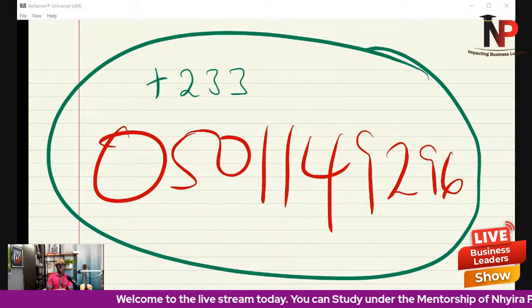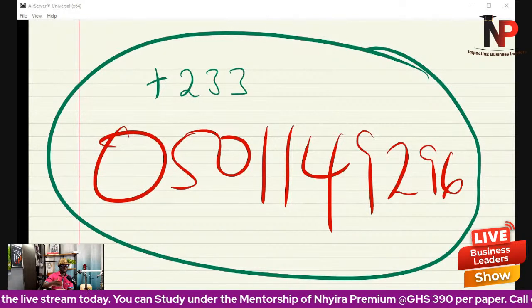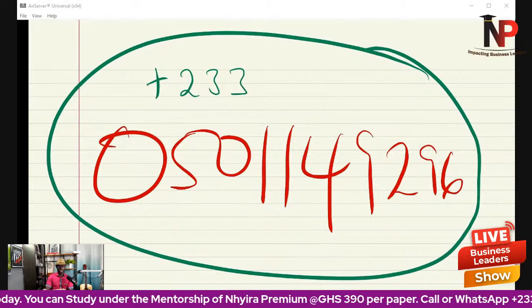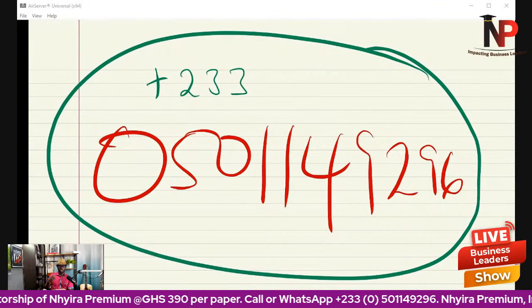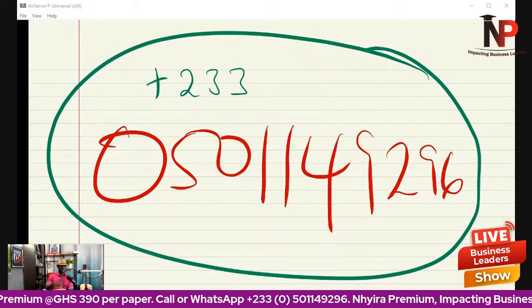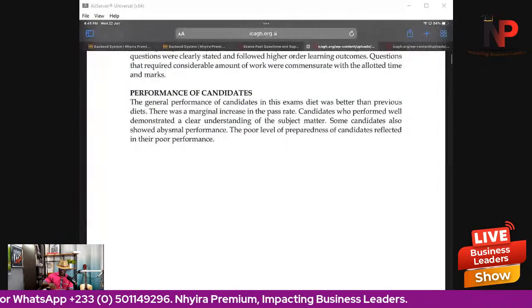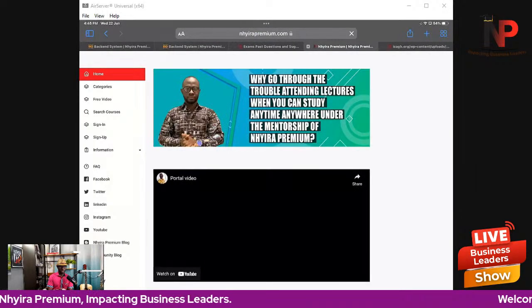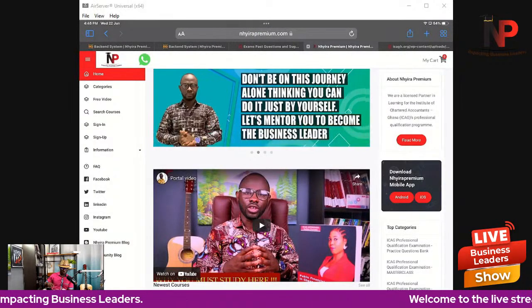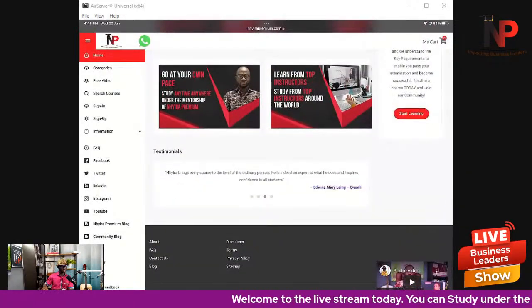No matter where you are, you can make payments using a credit card, Visa or Mastercard, to complete your enrollment and study under my mentorship. So you can send us a message on WhatsApp or visit our website, NhyiraPremium.com, and you'll be able to get access. This is the website, NhyiraPremium.com. You can see it on your screen, and you can enroll in the course and study under my mentorship for the examination.